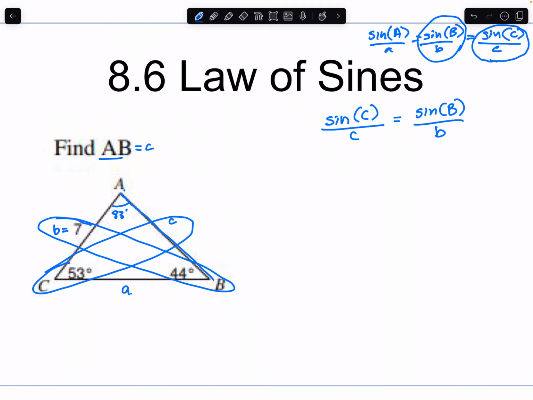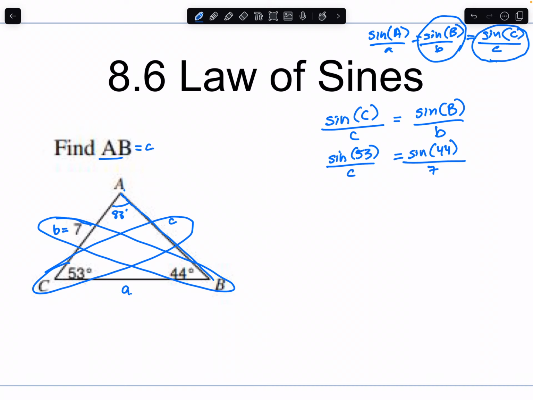Once you identify the equation, we're going to plug in the variables that we know. We know the angle of C, so we're going to put it in as sine 53 over side length, which we don't know. And then we're going to plug in angle B, which is 44, sine of 44, divided by the opposite side, which is 7. Notice here how we only have one variable, C. You can always solve an equation with one variable.